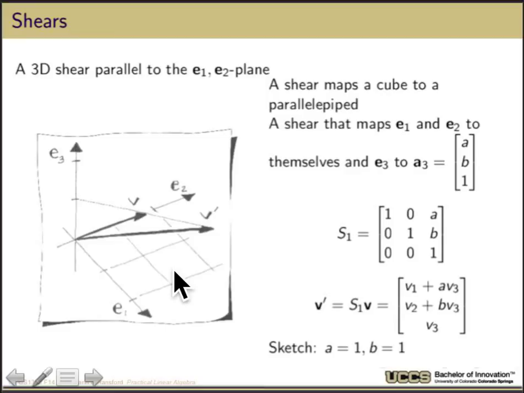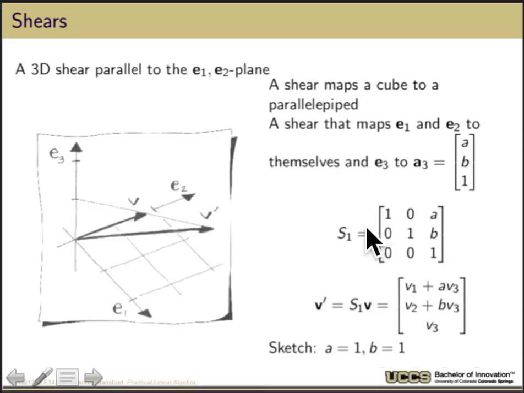Okay, in 2D, we had the special transformations called shears. We have them in 3D as well. So with a shear, we're going to map a cube to a parallelepiped, and the idea is the shear maps E1 and E2 to themselves, and it's going to map E3 to some vector A3, which is (A, B, 1). So I'm going to map E1 and E2 to themselves, and then I'm going to take this direction on the E3 axis and slide it over sideways to go to some other point in 3 space. Okay, and I'm going to do that to all of space.